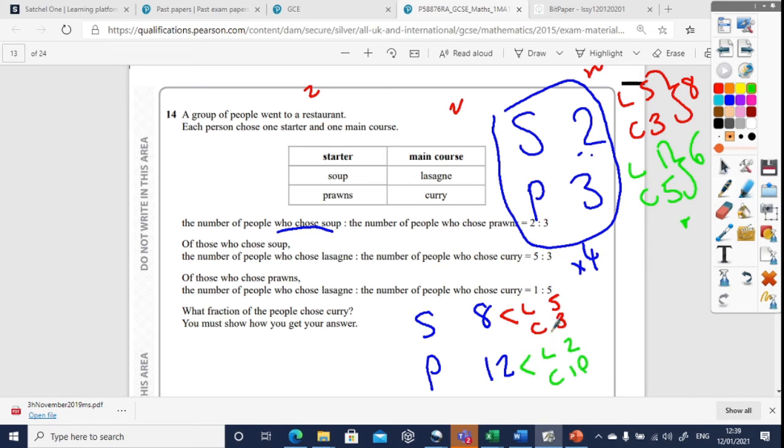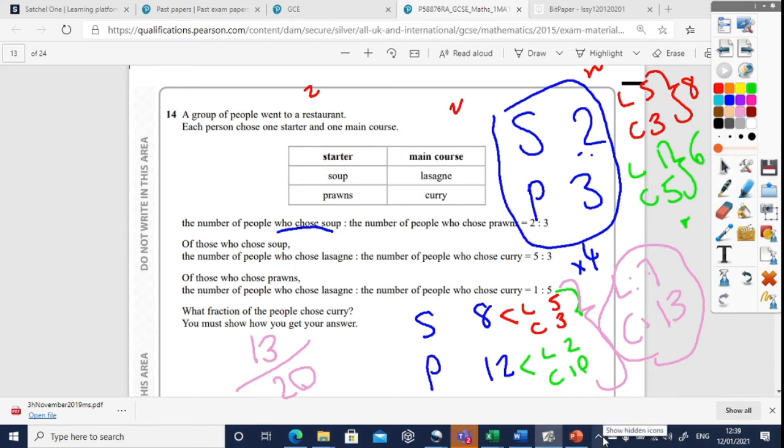So then I can actually do these ratios now. They're nice and easy to add up. So in total, I know that my lasagna is going to be 7 because it's 5 plus 2, and my curry's going to be 13. So if I want to think about the actual fraction of those who chose curry, I can use my last bit here that's written in purple, which is going to be 13, and 7 plus 13 is 20. So it's going to be 13 out of 20. It's quite a complicated question. If you understood it, well done.